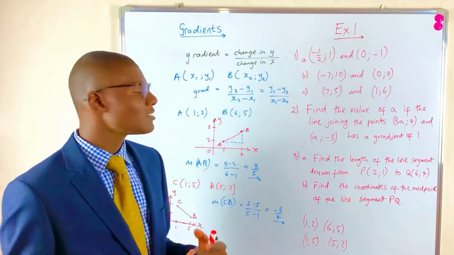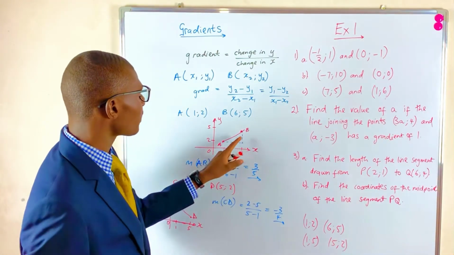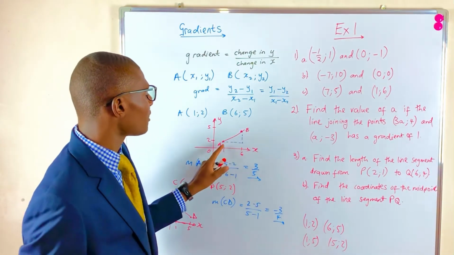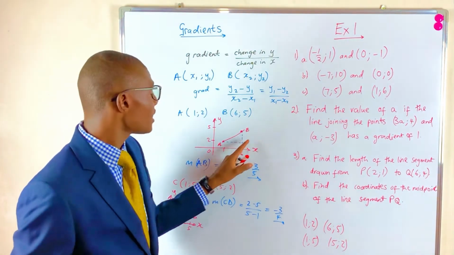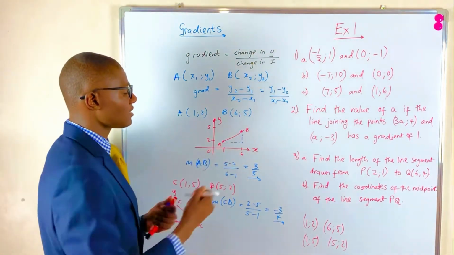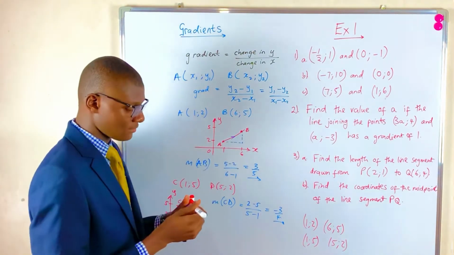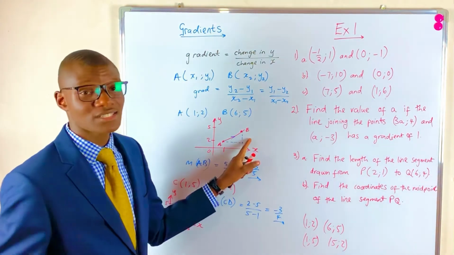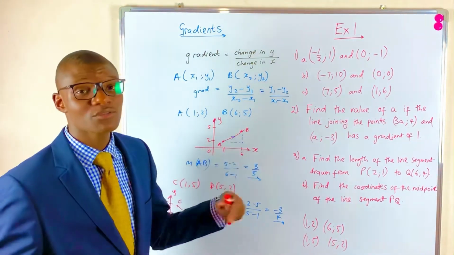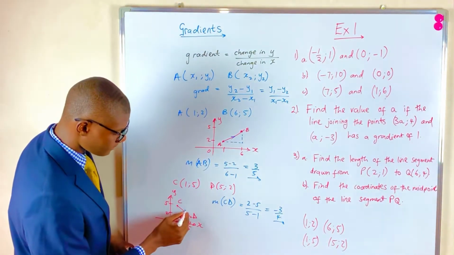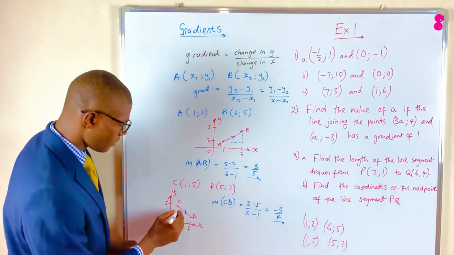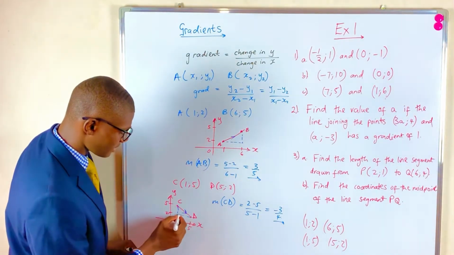So what does this imply? This implies that for lines that slope upwards, as you can see, this line is sloping upwards, we've got a positive gradient. Upwards to the right, we've got a positive gradient. And then this line is sloping downwards to the right as well. So this will give us a negative gradient.